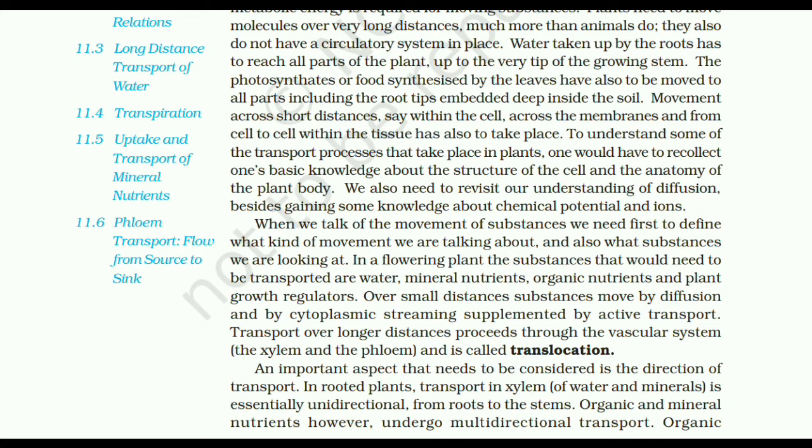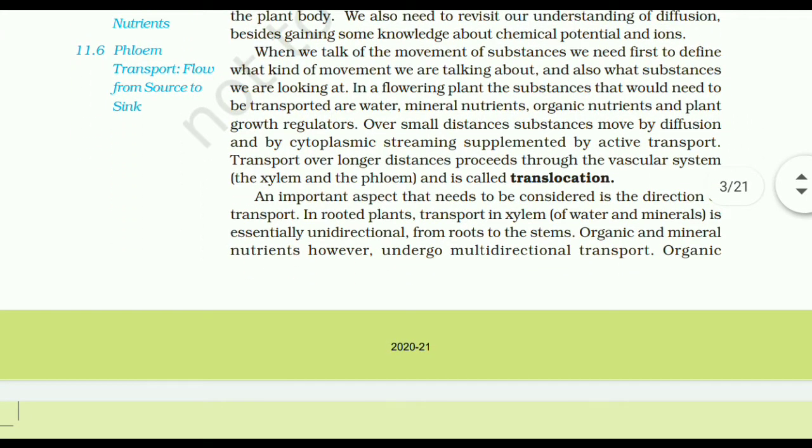When we talk about movement of substances, we first need to define what kind of movement we are talking about, and also what substances we are looking at. In a flowering plant, the substances that would need to be transported are water, mineral nutrients, organic nutrients, and plant growth regulators. Over small distances, substances move by diffusion and by cytoplasmic streaming, supplemented by active transport. Transport over longer distances proceeds through the vascular system, the xylem and the phloem, and is called translocation.